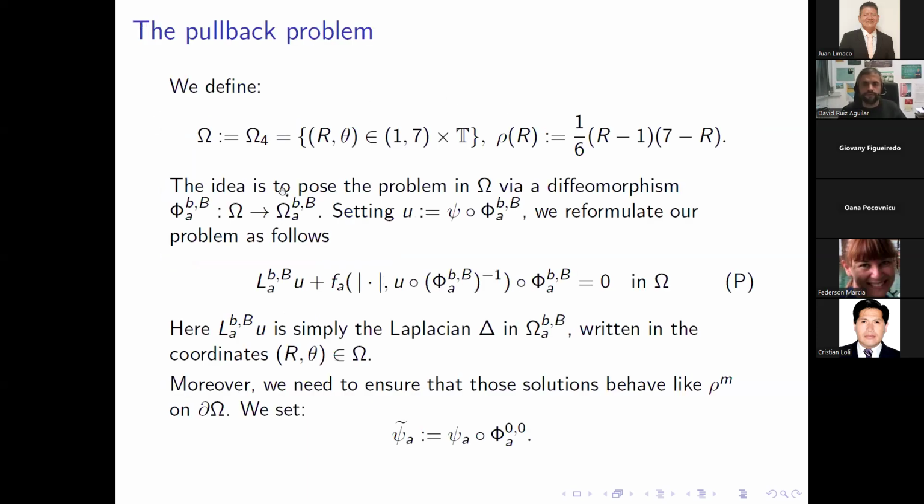So we fix an annulus. This is an annulus of inner radius 1 and outer radius 7, for instance. Okay. Rho is the distance to the boundary, which is going to measure how far you are from the boundary, and this is going to be used later. And we pass all our problem in omega a, b, capital B, to this omega. Okay. So we use a diffeomorphism, which I'm going to call phi, and I pass via this diffeomorphism to an equation in omega. And the equation is just this. This is the Laplacian operator, and this is the composition with the nonlinearity. Okay.